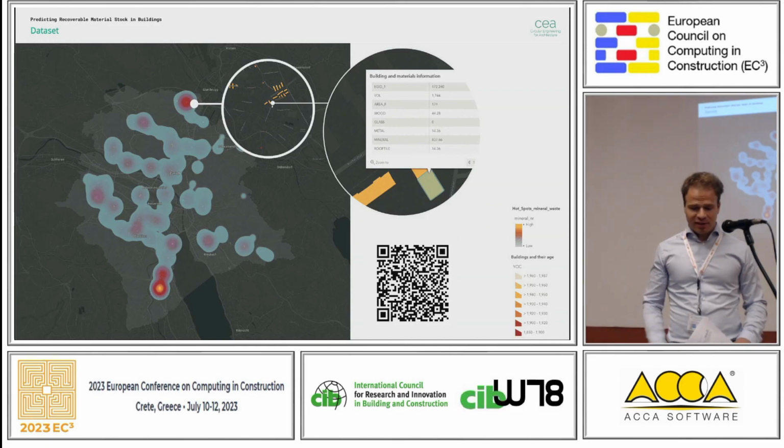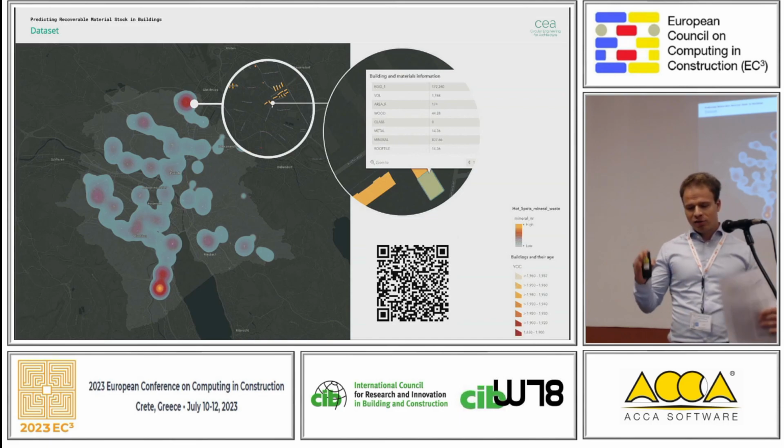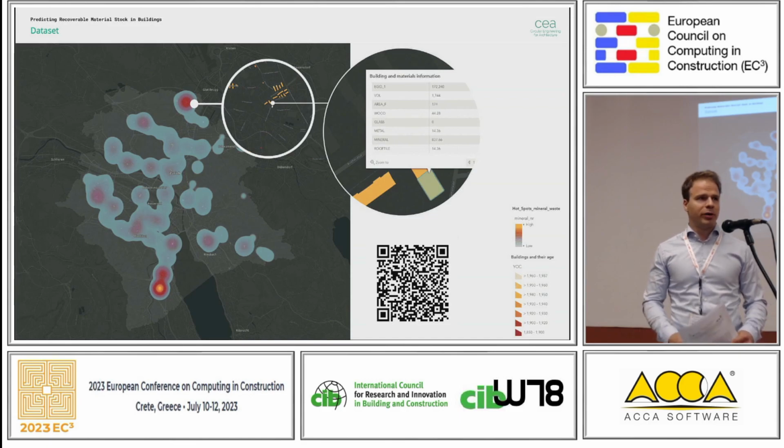So the data set is available. If you scan this QR code, you can also see the data geolocated for Zurich. So you can see where these buildings were demolished, and also the materials that were recorded, if you're interested.